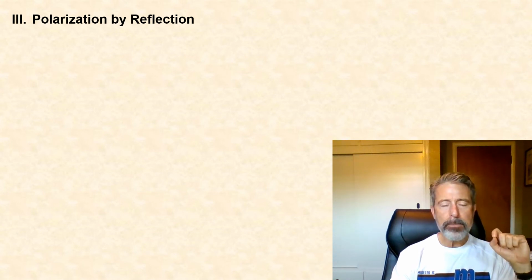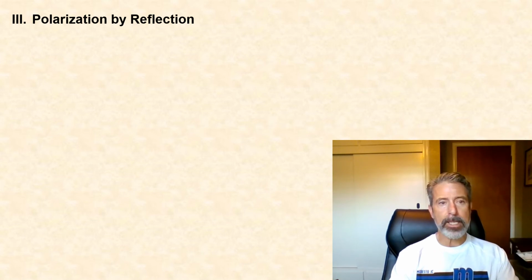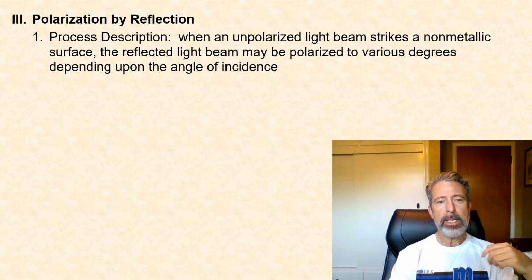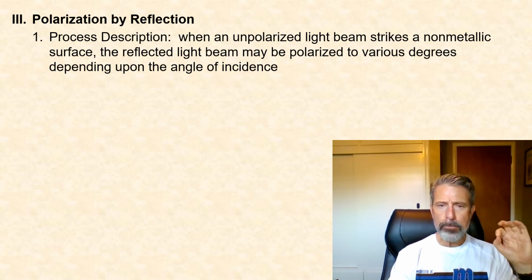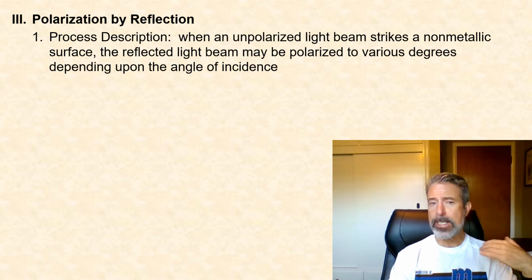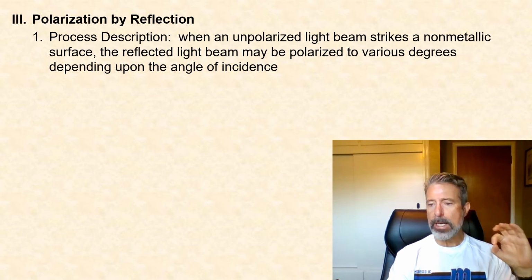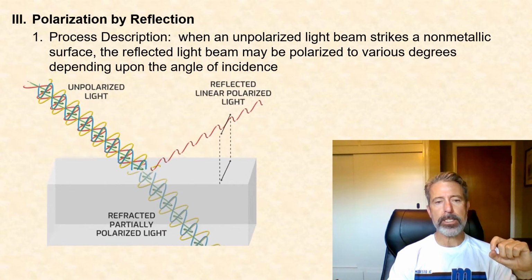So the second method of producing polarized light from unpolarized light is what we call polarization by reflection. And to describe this very generally, we can say that when an unpolarized beam of light strikes a non-metallic surface, the reflected light beam may be polarized to various degrees depending upon the angle of incidence.